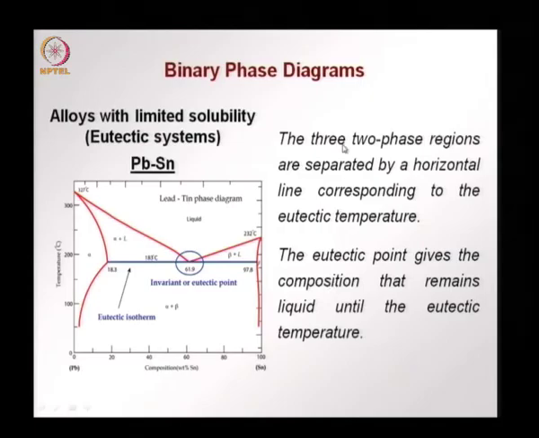So, we have the three two phase regions, these three two phase regions separated by a line corresponding to the eutectic temperature, and the eutectic point gives the composition that remains liquid until the eutectic temperature. So, you have a liquid which remains liquid until this point and then becomes a solid after crossing the eutectic isotherm or when the temperature is below this particular point. And this also happens only for a certain composition, in this case say about 62% of tin in lead.